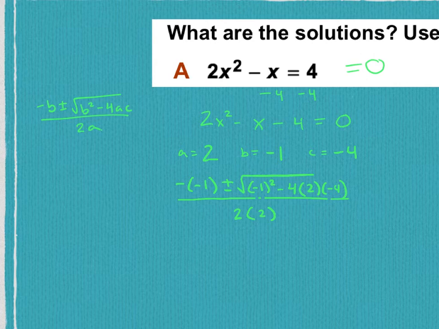So what happens to this negative 1 out front? Becomes a positive 1. So positive 1 plus or minus the square root. What's negative 1 squared? 1. And then we have negative 4 times 2. What's negative 4 times 2? Negative 8. So then what's negative 8 times negative 4? 32. So plus 32 over, what's 2 times 2? 4. Got to simplify a little bit more.